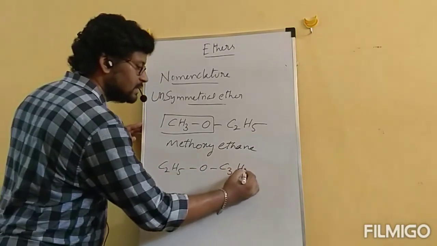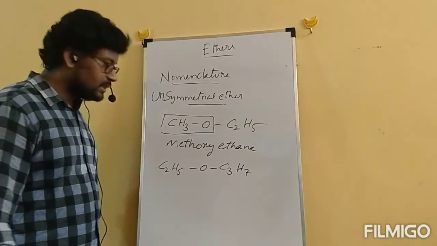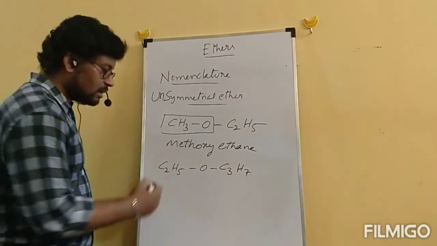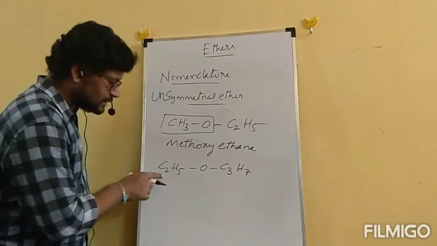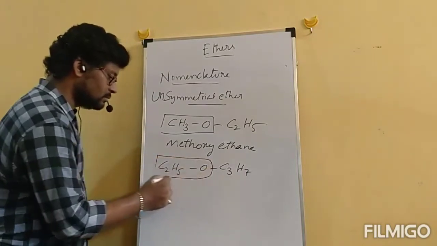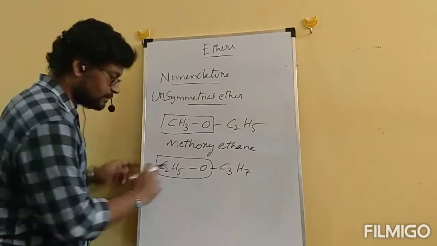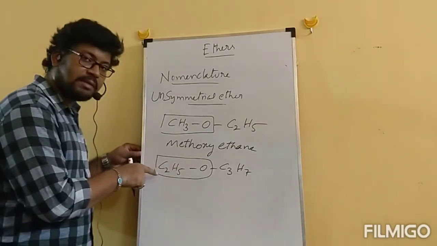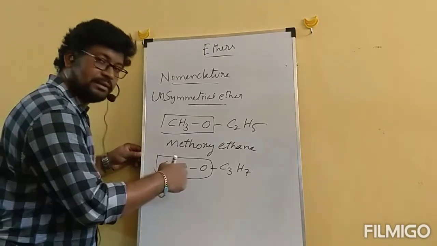Like this, if we have one more unsymmetrical ether, let us consider C2H5OC3H7. Now in this one, what is going to happen? Out of these two, which alkyl group has less number of carbons? This one. Then that is joined with oxygen, and this is called ethoxy, because this alkyl group has two carbons.